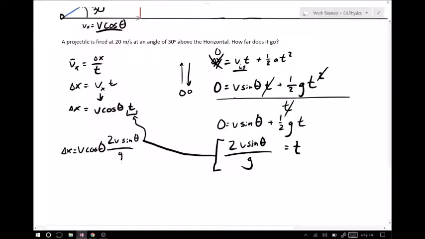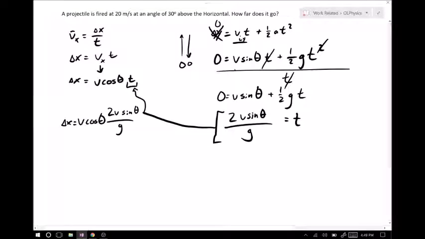2v sine theta over g. Now I'm just going to use algebra to, again, reduce this. If I have two v's, that becomes v squared. I can move this 2 to the outside of the equation. So I'll have 2v squared, and then I'm going to have this whole equation divided by g. And then what we're left with is sine theta and cosine theta.